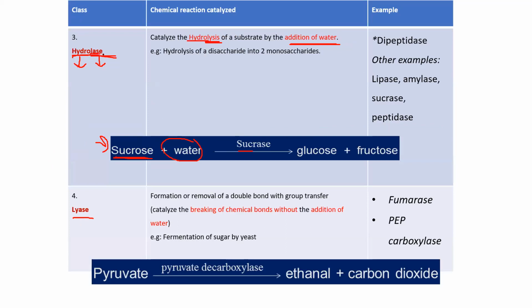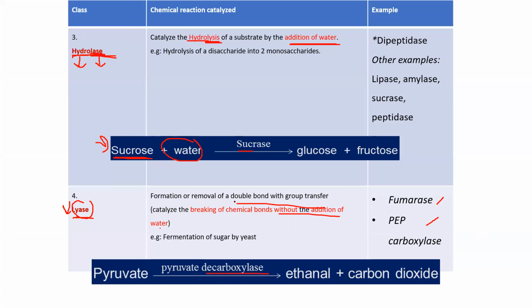So the next one is lyase. Dia pendek daripada nama hydrolase ni. This enzyme is involved in breaking chemical bonds without the addition of water. Tak ada hydro kat depan ni kan. So dia lyase je. To break chemical bonds without addition of water, ataupun it involves the formation or removal of double bonds with group transfer. Examples are fumarase, peptidase, PEP carboxylase.